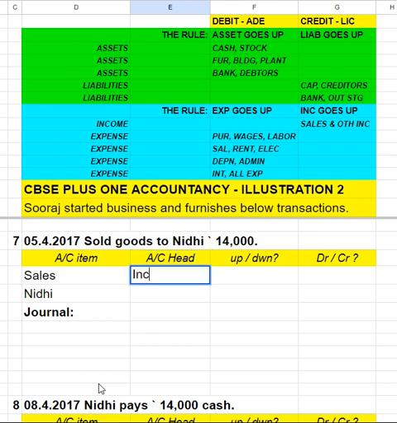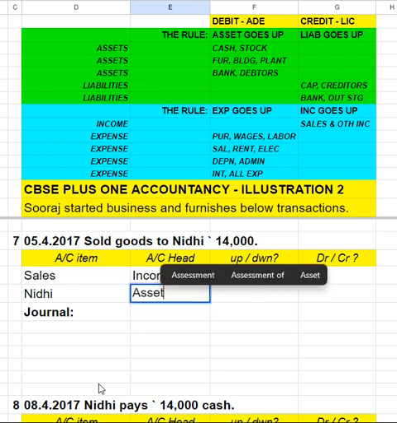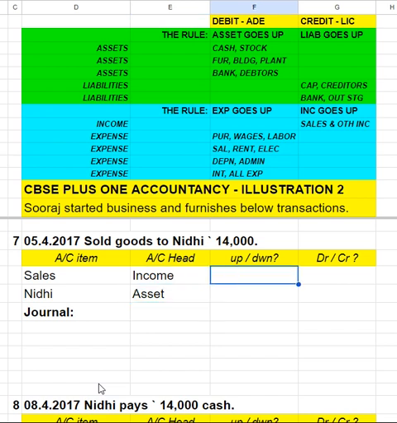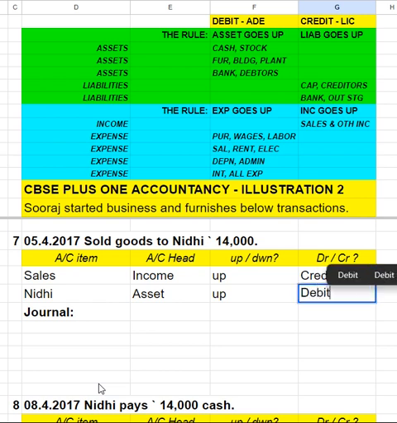Okay, sales comes under which? Income. Nidhi will come under debtors or asset here. Okay. So sales going up. Here asset balance also goes up because she has to pay us money. So until she makes the payment, her balance is going up. Correct. Okay, so when income is up, you have to credit. When asset is up, you have to debit. See, now we can easily see from the table on the top. So please remember the table or memorize. We have to get familiar. Okay, there is no other choice.